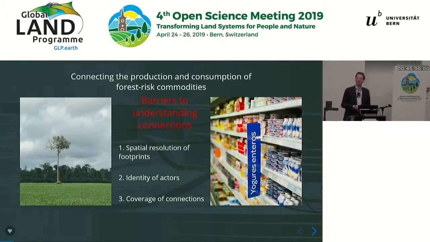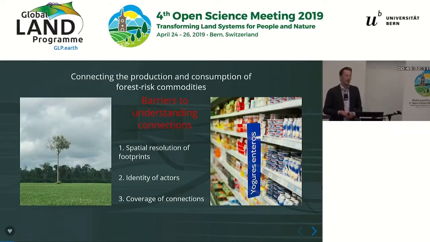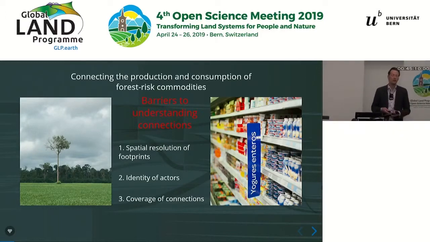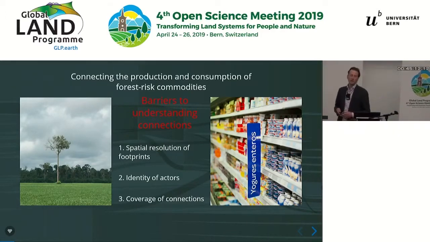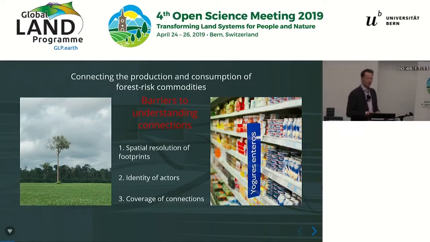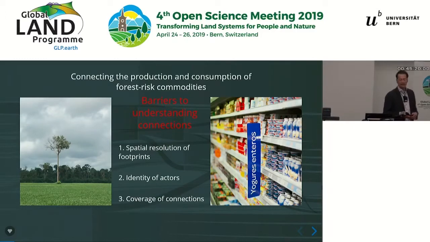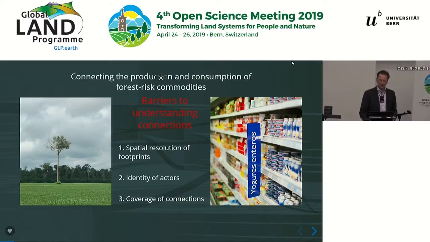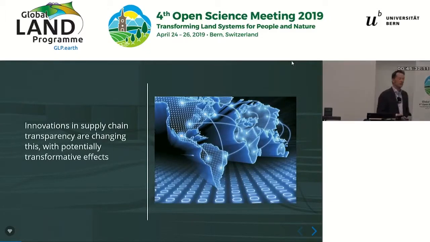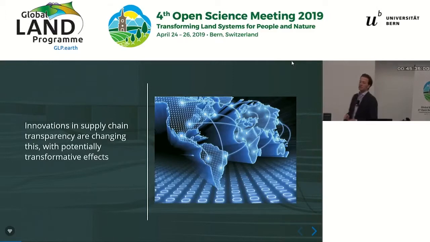And until now, there's been quite some fundamental barriers to being able to understand those connections and then to actually act upon them. And there are at least three that I'm going to go into in more detail. One is the spatial resolution of the footprints, of the impacts that global markets have on landscapes where these commodities are produced. Another is the actual identity of the actors that are involved. And the third is the coverage of the connections, to what extent we're able to encompass the export and trade of an entire sector.